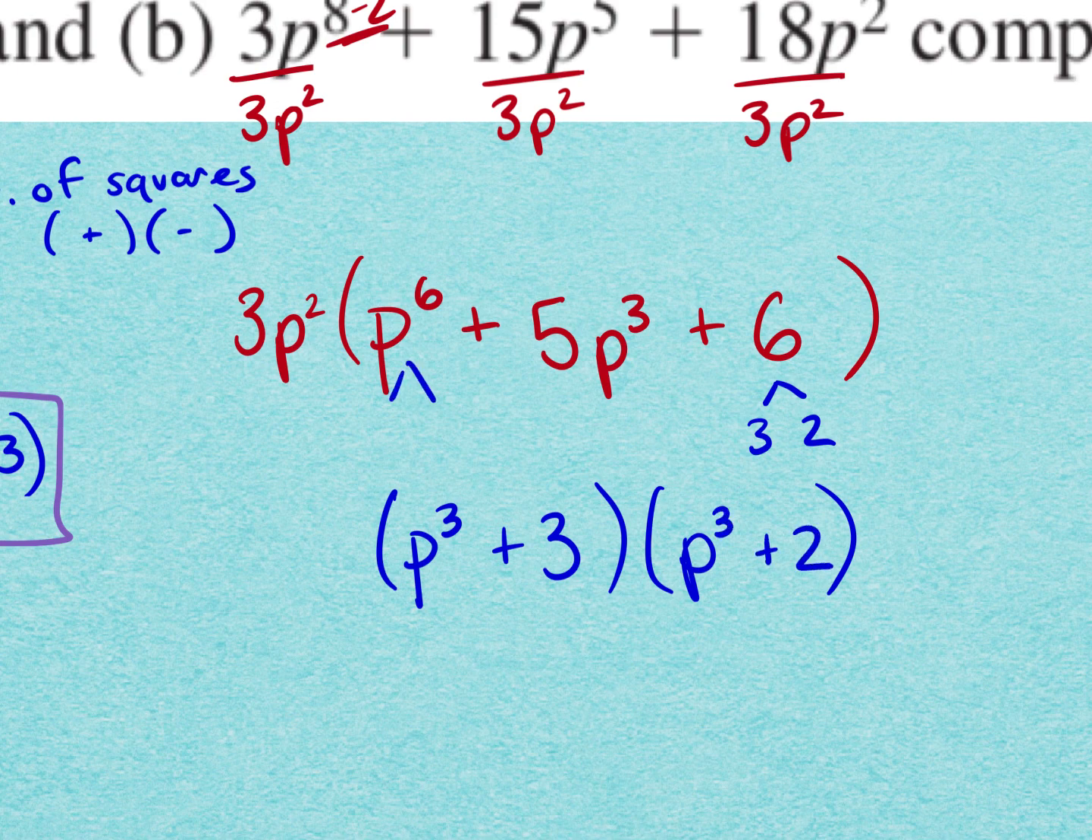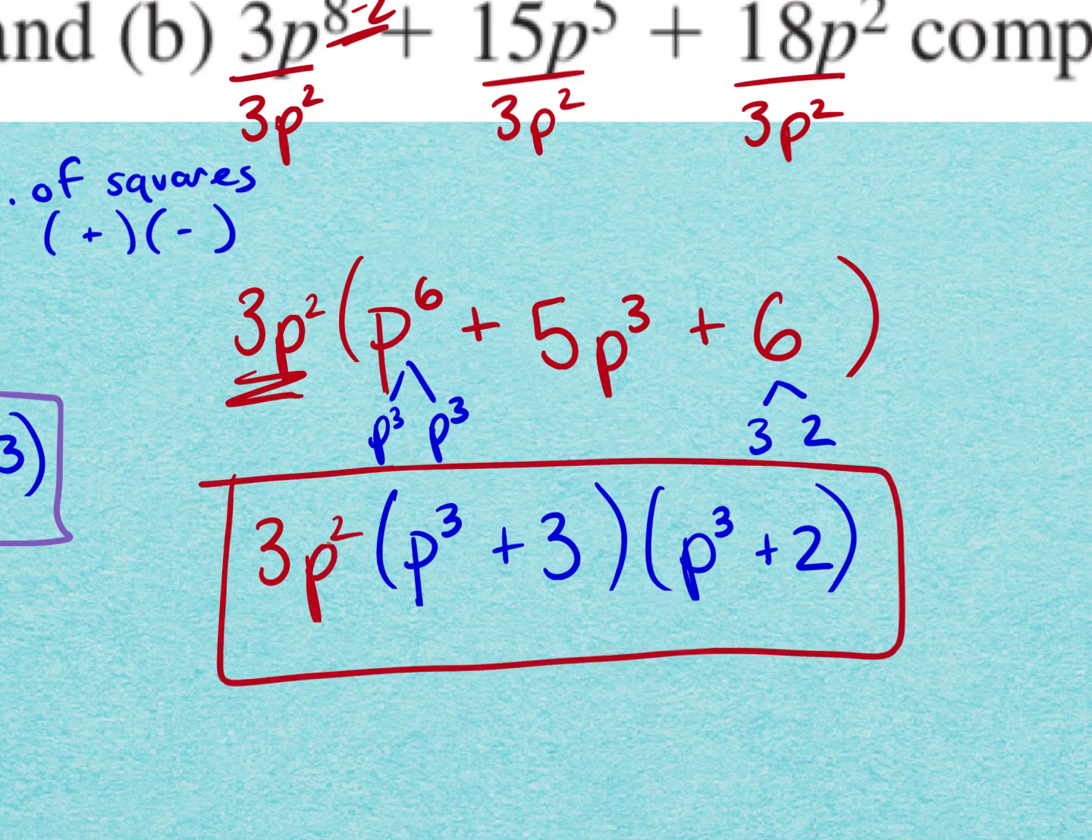Because this p to the 6th power breaks down into p cubed and p cubed. Our goal is if we FOILed this back out, we would get the original. So somehow we need 6 p's in here, so we just split it up evenly. And then I can't forget the GCF that I took out in the beginning, so that 3p squared needs to go on the outside too. So this would be my final answer.